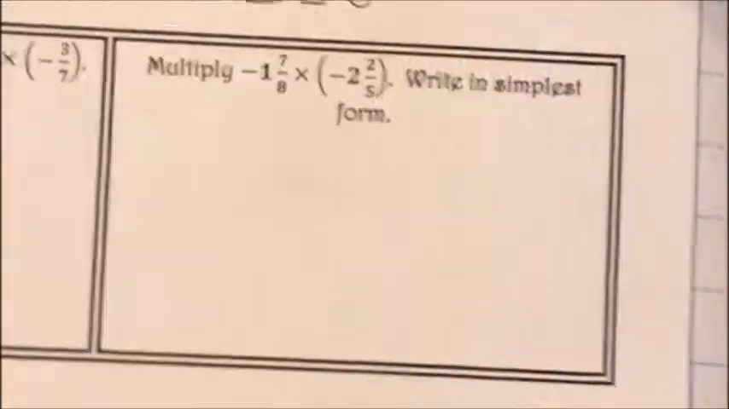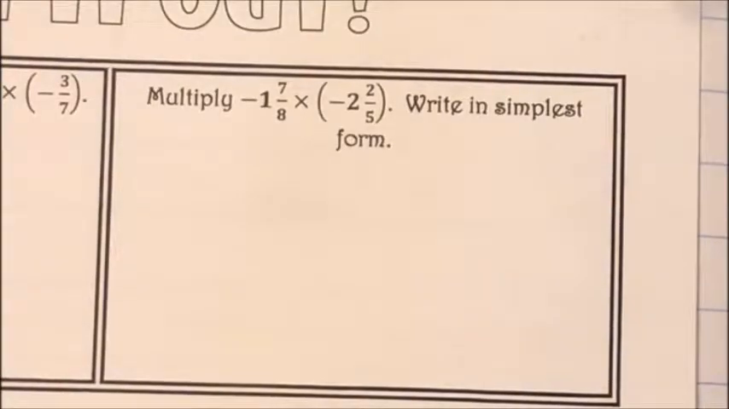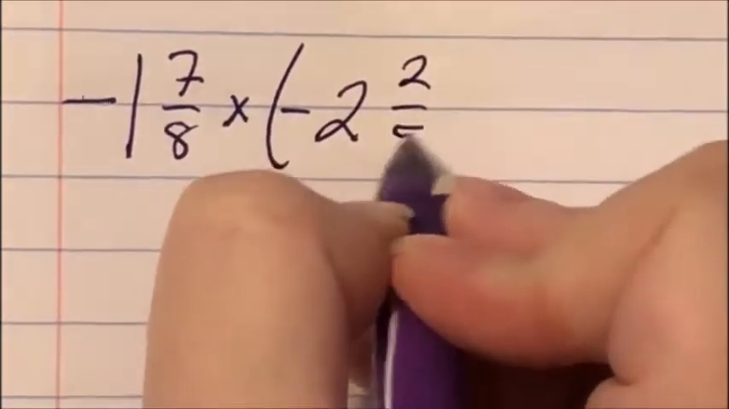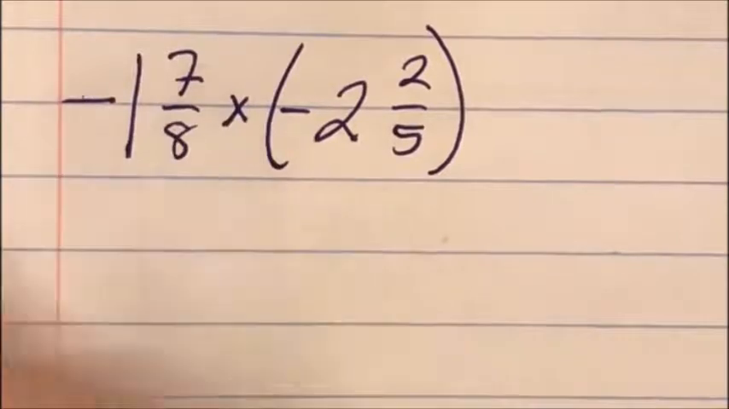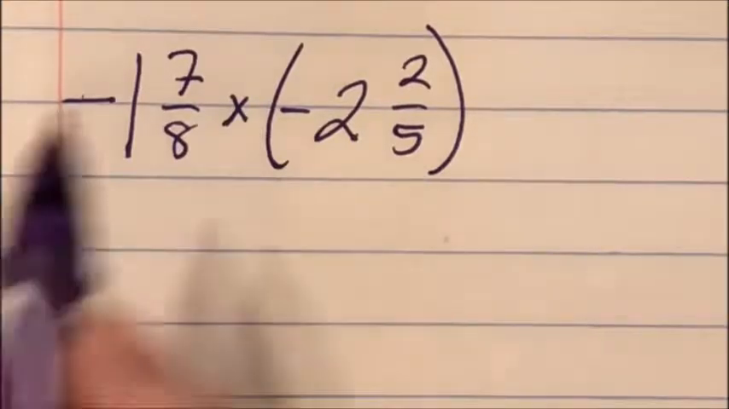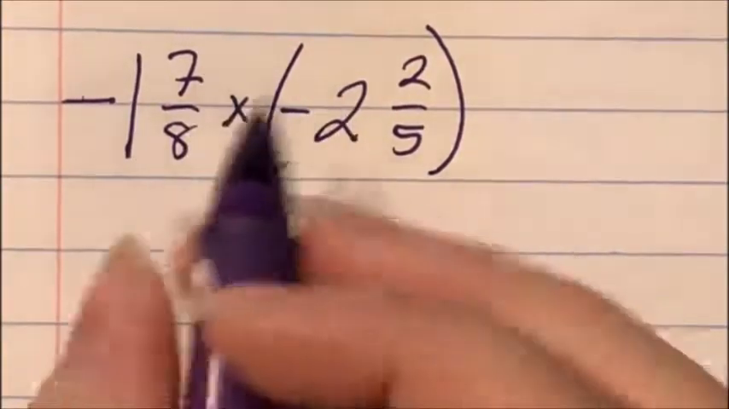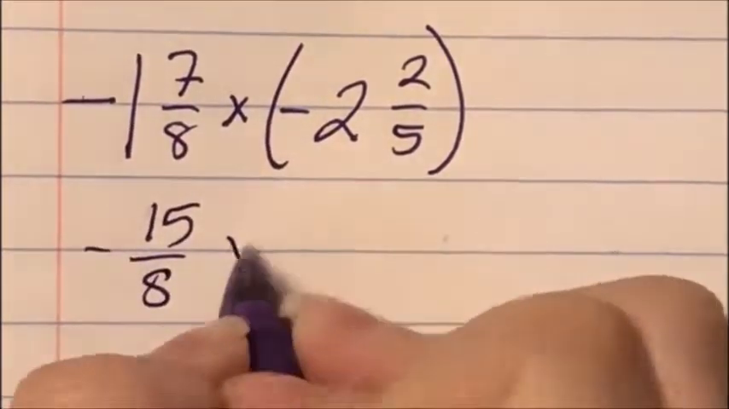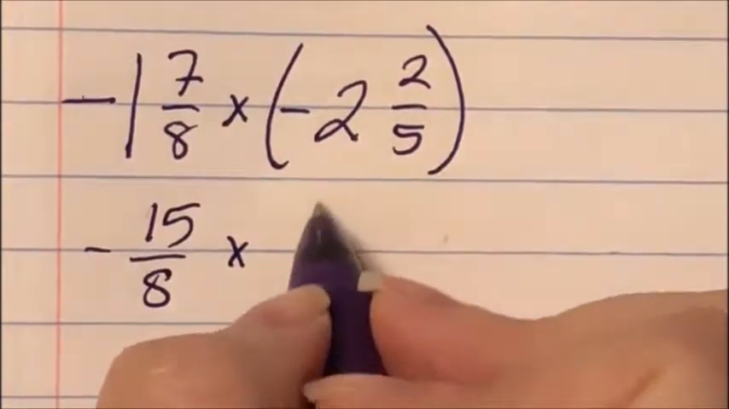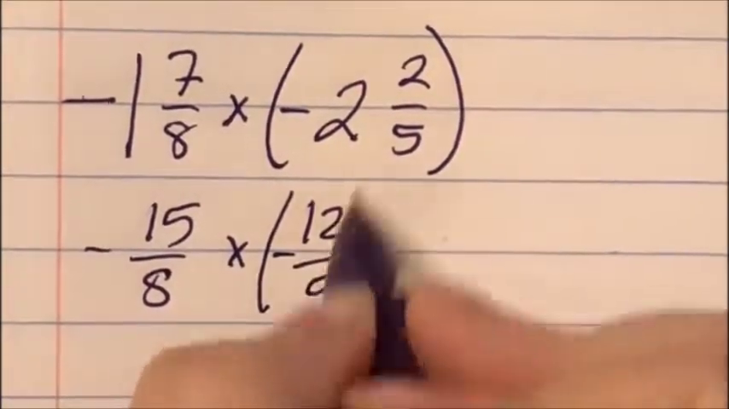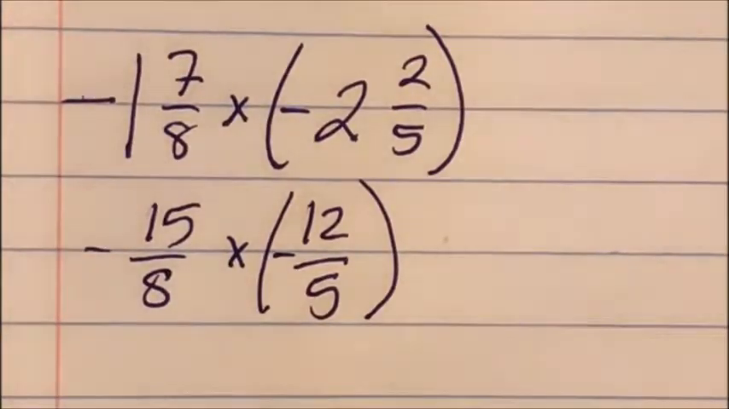Okay. So the second one says multiply -1 7/8 times -2 2/5. Write in simplest form. I'm going to rewrite both of these as improper fractions. -8 times 1 is 8, +7 is 15. 5 times 2 is 10, +2 is 12. So I have negative 15 eighths times negative 12 fifths.